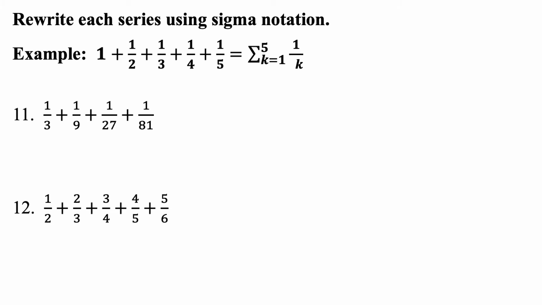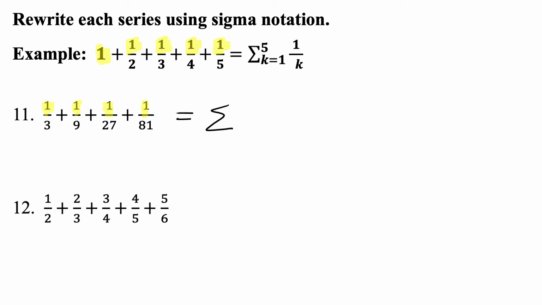So for number 11, we have 1/3 plus 1/9 plus 1/27 plus 1/81. And again, our goal is going to be to write this using sigma notation. So just like in the example, 1 plus 1/2 plus 1/3 plus 1/4 plus 1/5, that 1 in the numerator I can count on as being consistent. So what I really want to focus on are the numbers 3, 9, 27, and 81. Hopefully you recognize each of those as multiples of 3 and even more than that, powers of 3.